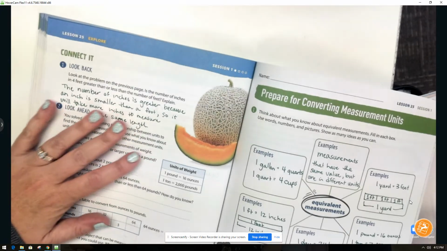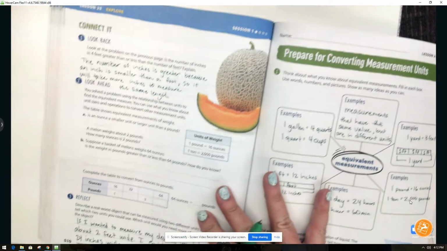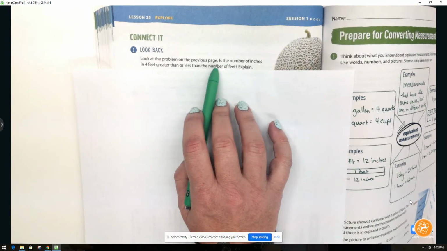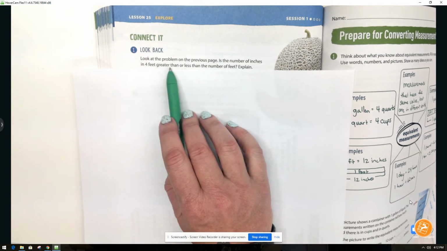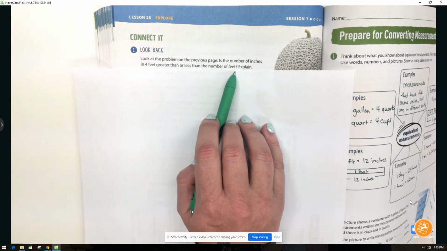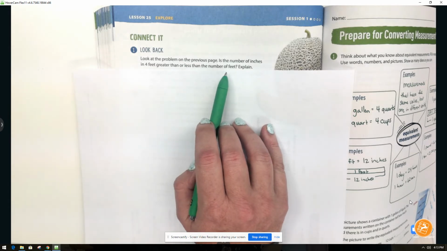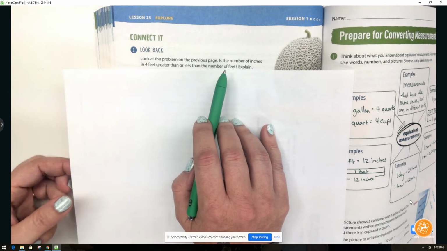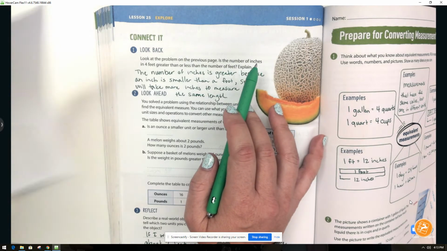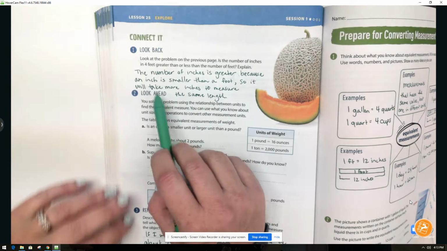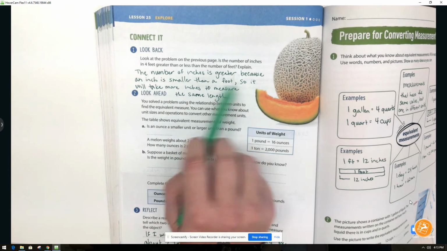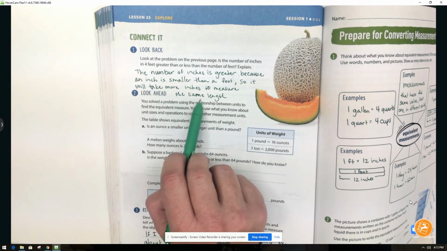All right, so on the next page, it says this. Looking at the problem on the previous page, is the number of inches in 4 feet greater than or less than the number of feet? Well, we know that we were talking about 4 feet, and we had 48 inches in 4 feet. So which number is greater? That's right, the 48 inches. So we know that the number of inches is greater because an inch is smaller than a foot. So it will take more inches to measure the same length.